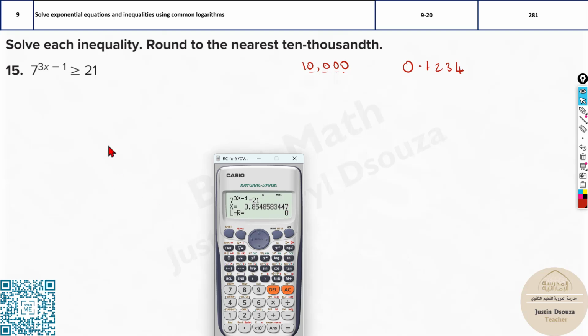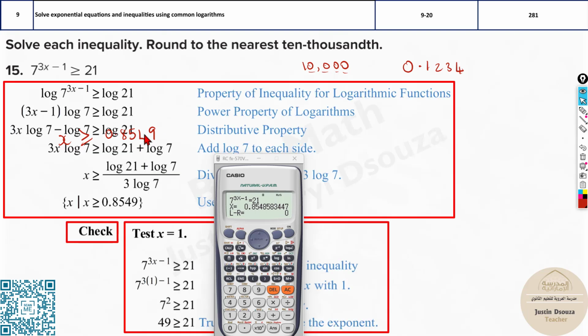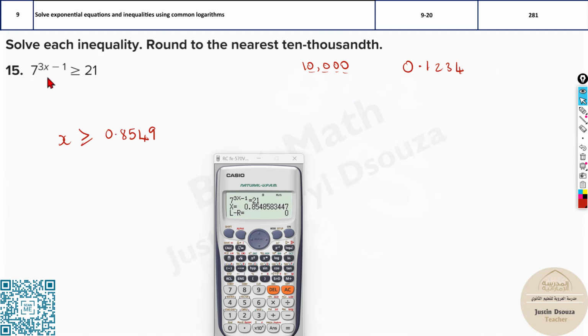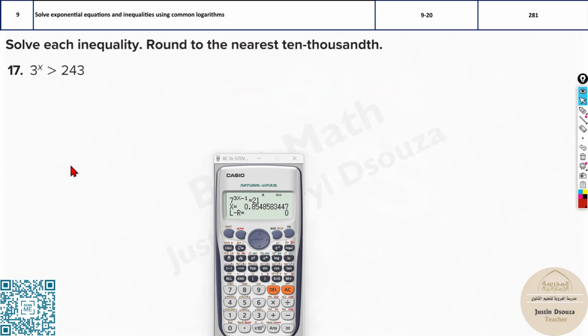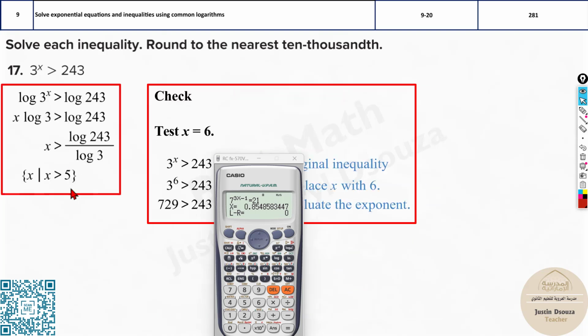It's 0.85. Now the value of x, how do you write it, x will be greater than or equal to 0.8549. This is the answer, because I rounded off to the nearest 10,000. That's the answer. So this inequality remains. Now all the problems over here can be solved in the calculator and you will get the answer directly. Whatever the inequality, you just write it as it is. This one as well over here.